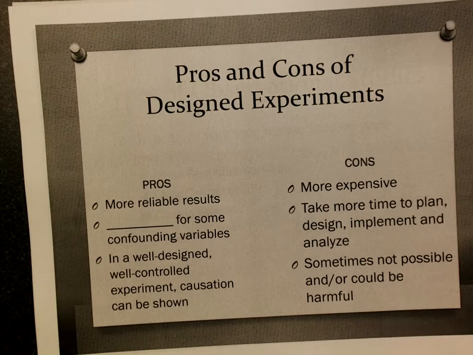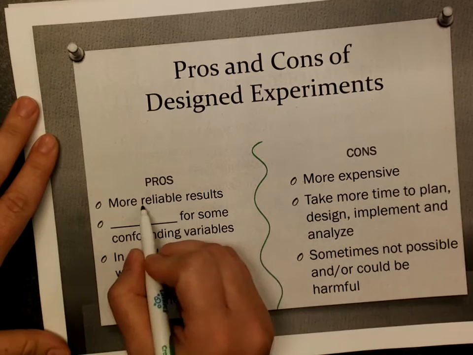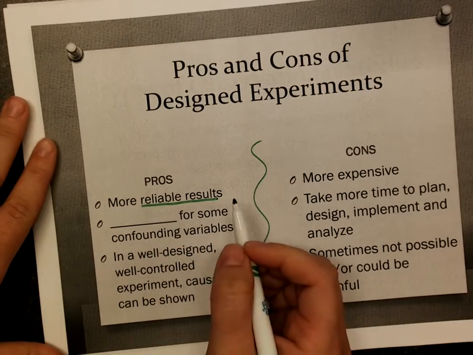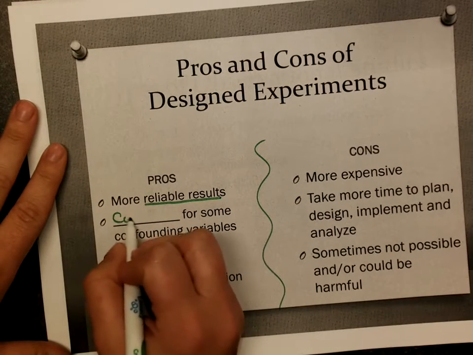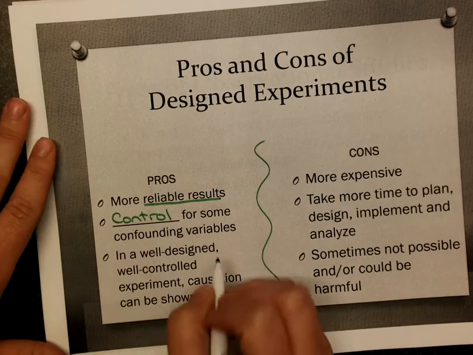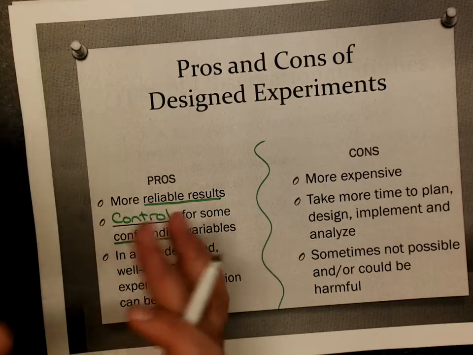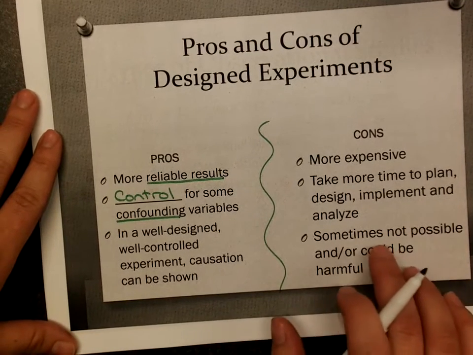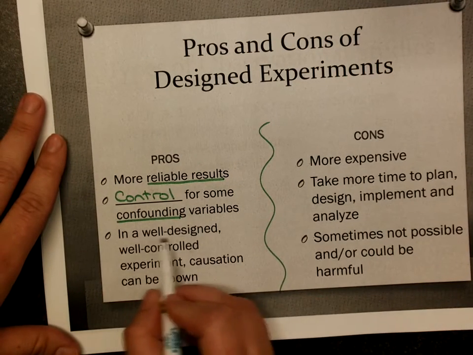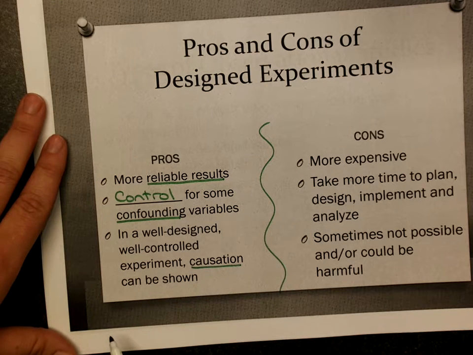On to designed experiments. There are pros and cons to designed experiments. Some of the pros is that you get more reliable results. You can show that one thing caused another to happen. The biggest thing you have to look at, though, is control. You have to control for some of those confounding variables. You have to control as much as possible, the environment, the different variables, as much as you can control for all of those things. In a well-designed, well-controlled experiment, we can show causation, which is why experiments are so powerful.